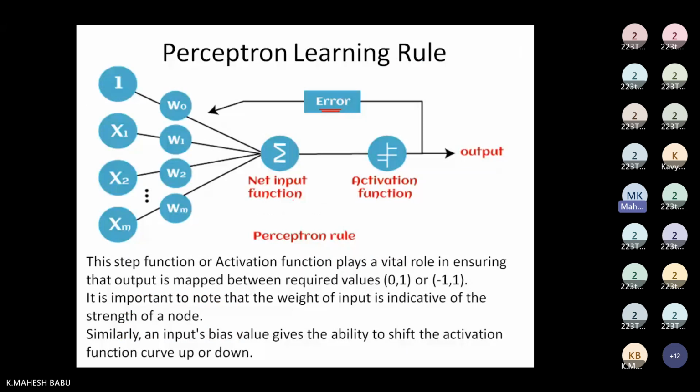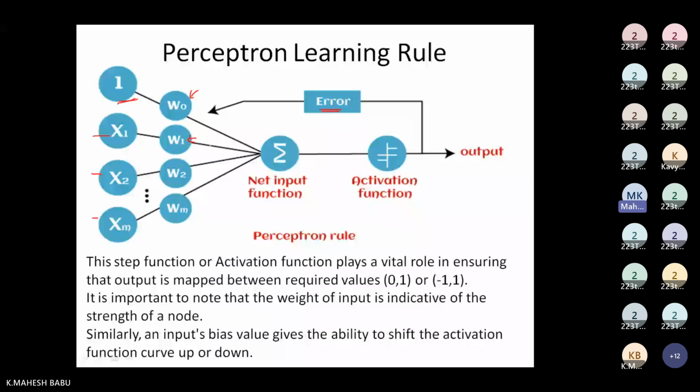So here you have some bias value, and we are providing some inputs x1, x2, up to xn, and every input will have some weight. Like that, the bias also has some weight, right? You are multiplying each input value by its weight and summing all the values together, and we get a sum value.